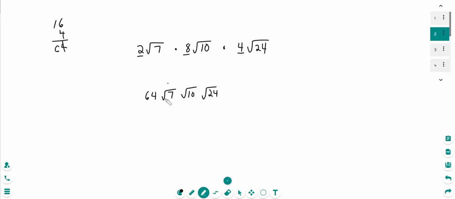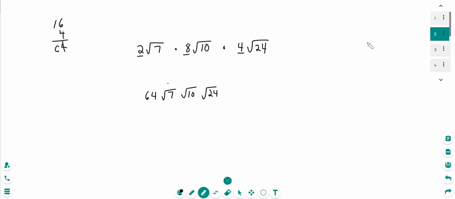Okay, square root of 7 we cannot simplify. It's already broken down into its primes. The square root of 10, you might think you could, but if you break that down into its primes, it's just a 2 and a 5. And since there aren't any duplicates in there, that's as far as we can go to reduce it.